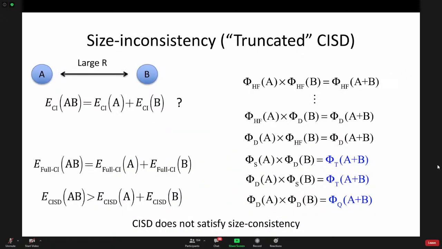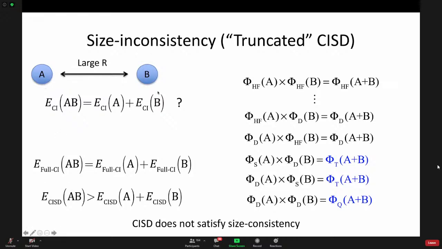However, we usually truncate the CI terms because it's computationally demanding. For instance, this is an example where we truncated up to the double excitation terms. It does quite a good job. However, there is a drawback in this method.